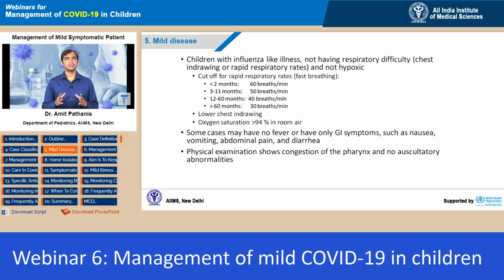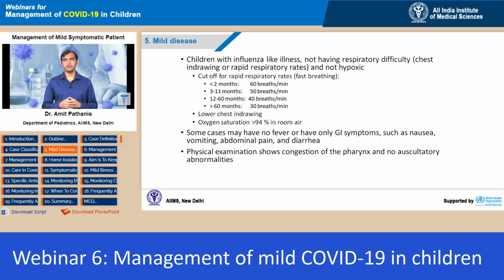Cutoffs for rapid respiratory rate, or fast breathing: less than 2 months, it is 60 breaths per minute; 2 to 11 months, 50 breaths per minute; 12 to 59 months, it is 40 breaths per minute; and more than 5 years, or more than 60 months, it is 30 breaths per minute. There should be no lower chest indrawing. Oxygen saturation is more than 94% in room air.